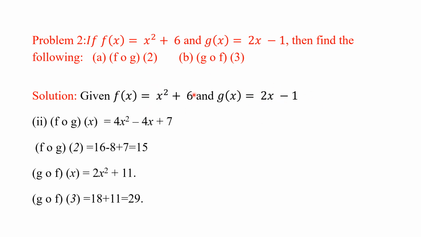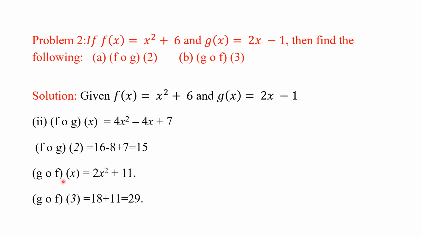Which means x square plus 6 should be substituted here in place of this x, which means twice of (x square plus 6) minus 1. So when I'm multiplying, you'll be getting 2x square plus 12 minus 1. So combinedly, you'll be getting 2x square plus 11.